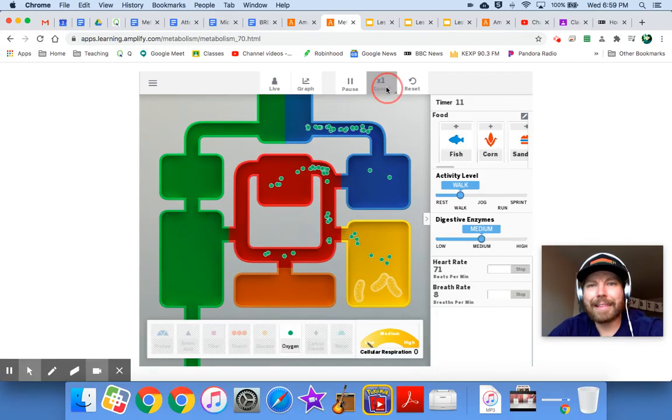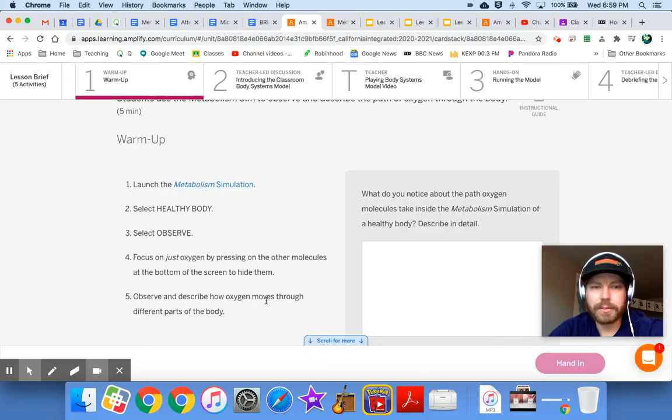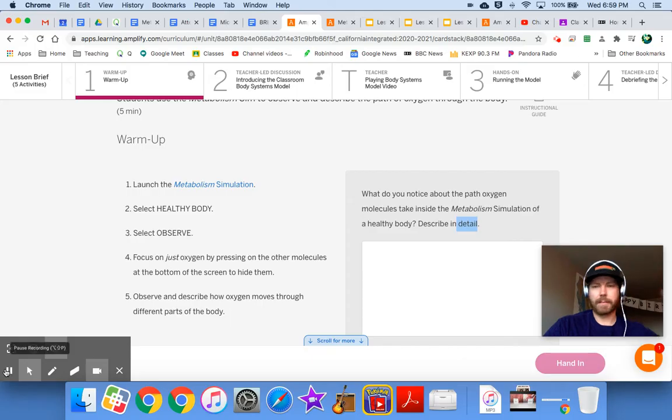I like to speed things up a little bit, so I'm going to go ahead and go to double speed. What you're doing is observing what happens to oxygen as it moves through different parts of the body. Observe and describe. So watch that for a little bit, and then write, describe in detail. See that? In detail. Write your notes in here and then come on back to me.